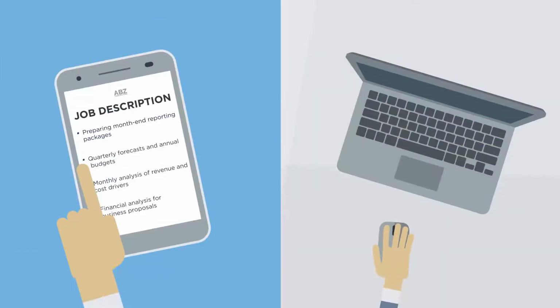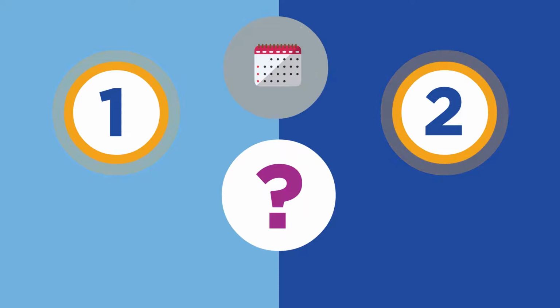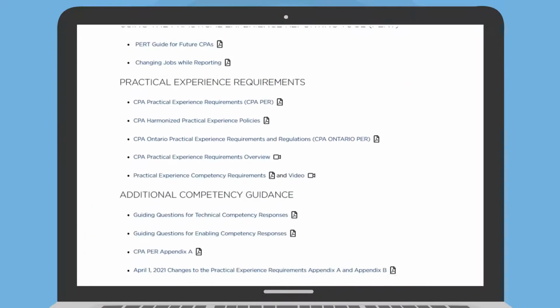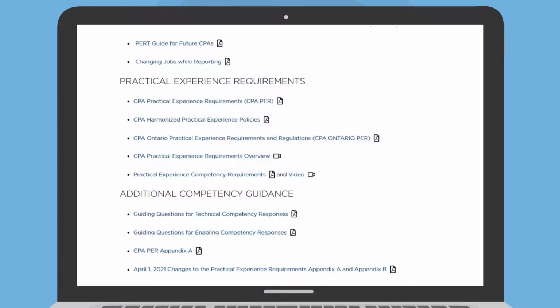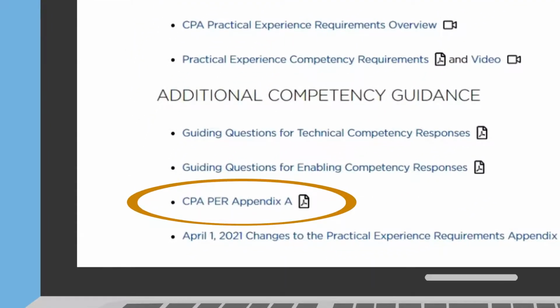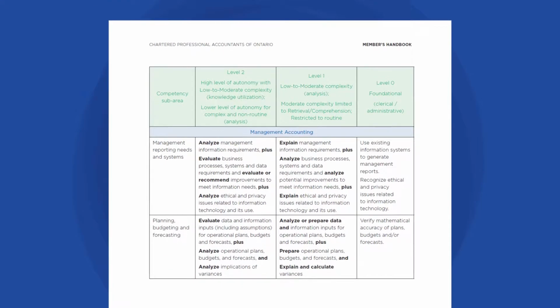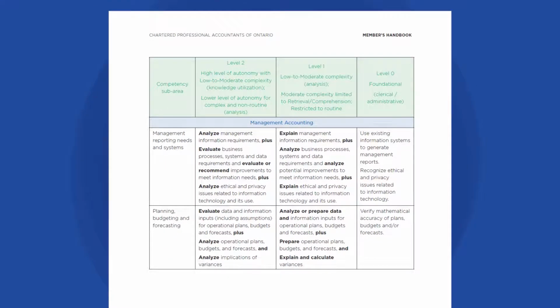Then Jason reflects on whether he has performed at proficiency level 1 or level 2 on a consistent basis over the past 6 months. To determine his proficiency level, Jason refers to the technical competency rubric, which he can find in the PERT resources called CPA PER Appendix A. He can use this to reflect on whether the duties he had completed met all the components of the rubric.